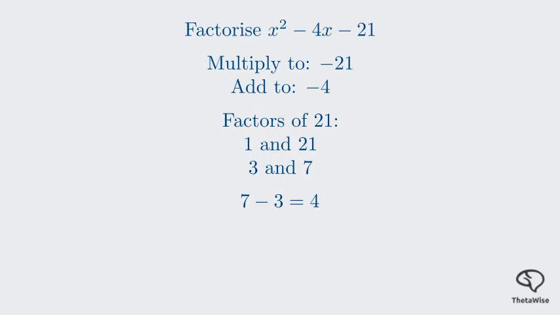So 3 and 7 are our numbers. To result in a negative 4 when added, the larger number must carry the negative sign. Therefore, we use negative 7 and positive 3. Let's verify. Negative 7 times 3 is negative 21, and negative 7 plus 3 is negative 4.